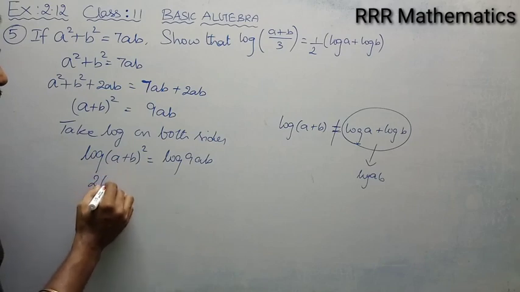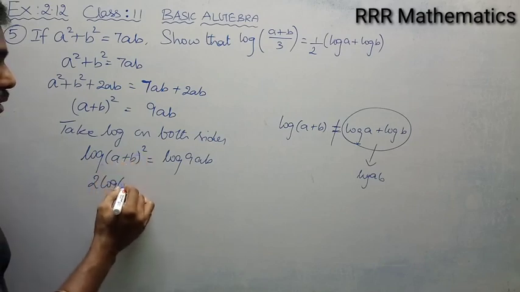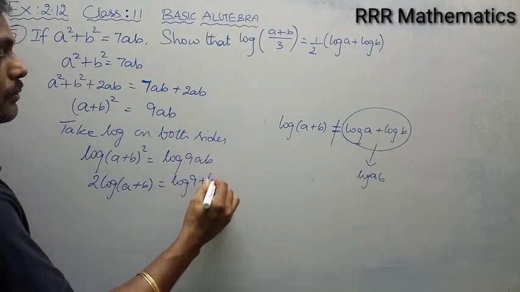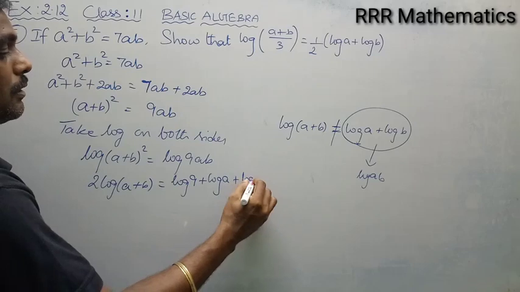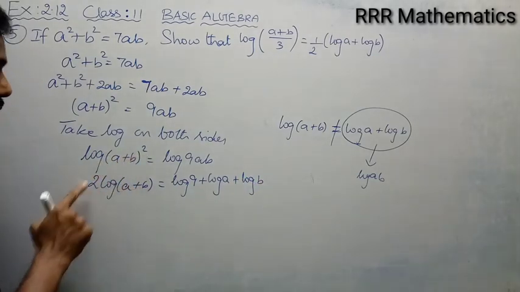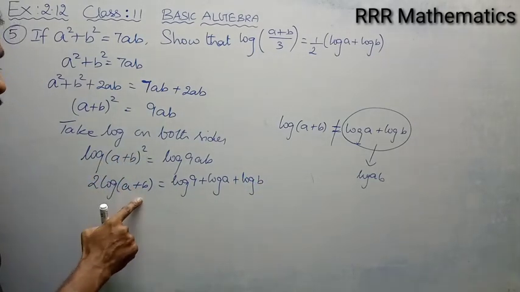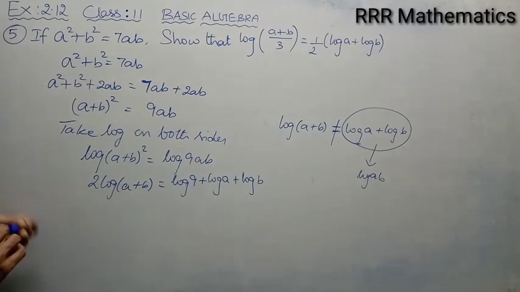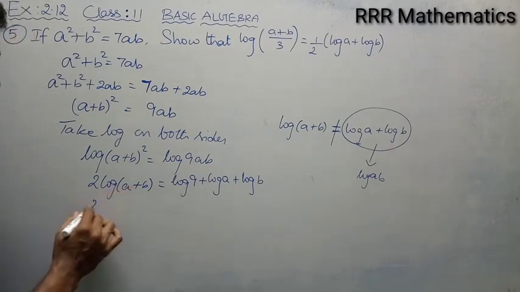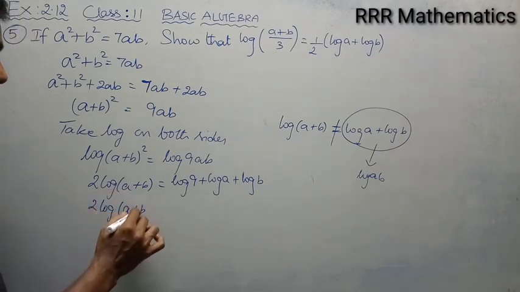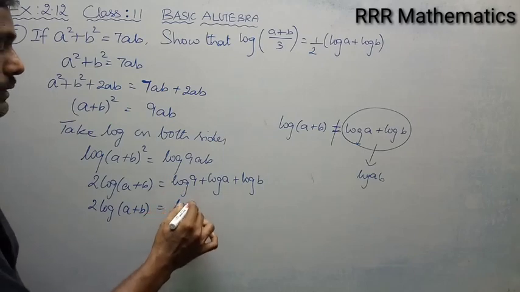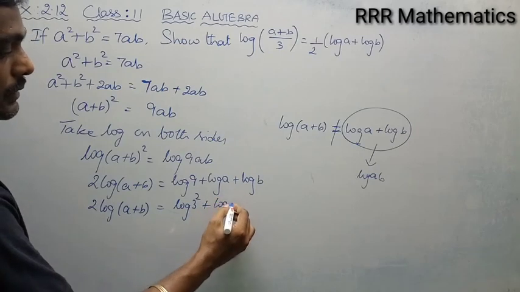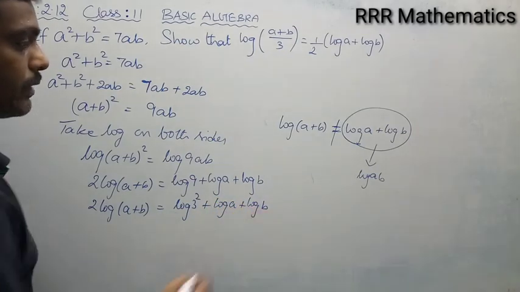Using the power rule, this 2 will come in front: 2 times log of a plus b. Using the product rule, I can write this as log 9 plus log a plus log b. Here I am using the power rule, 2 comes in front, 2 times log of a plus b. Here I am using the product rule, log 9 plus log a plus log b. Got it? And this 9 can be written as 3 square using prime factorization.